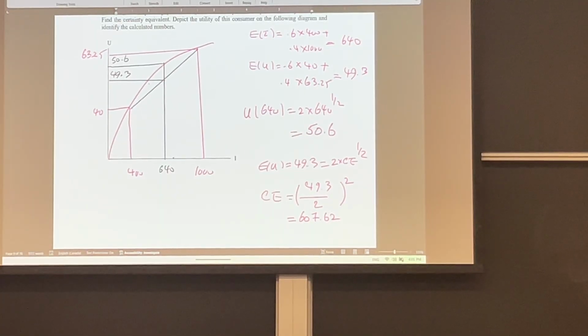And this is, what was that one? Give it a name. Certainty equivalent, which was 607.62. And I fill out the graph, right?